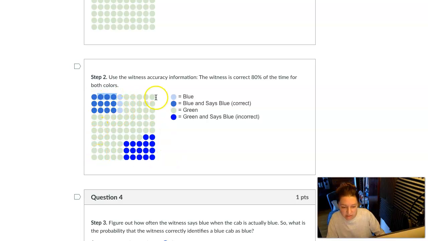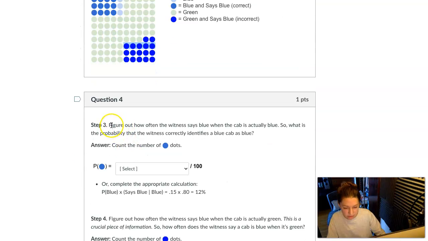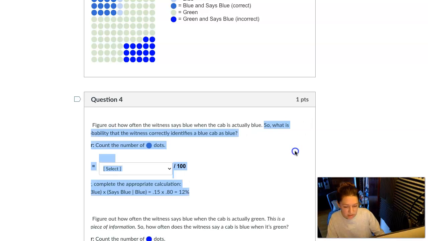Now the other 85, it's actually green, but 20% of the time the witness gets it wrong. So in 80% of the times they'll say it's green and it'll actually be green, but we're only interested in the cases where the witness says it's blue. So how many are those? What is 20% of 85? Well, let's count these dots here. 17. 17 times they'll say it's blue when it's green, and 12 times they'll say it's blue when it's blue. Now, step 3, figure out how often the witness says blue when the cab is actually blue. So what is the probability?